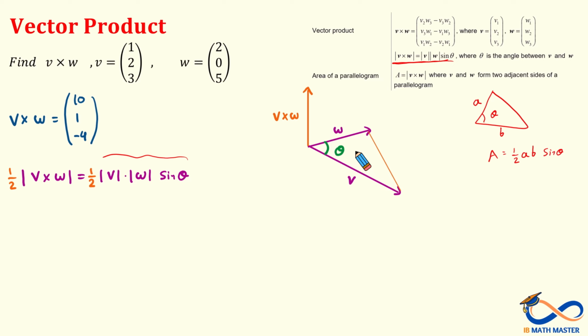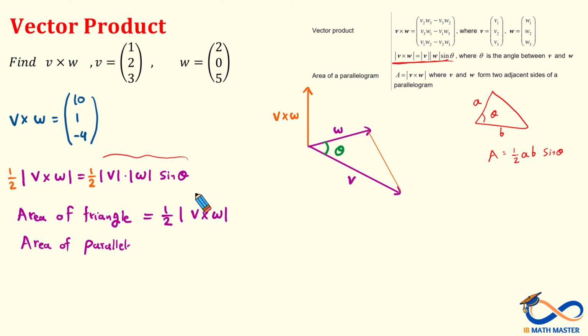So here now we have a triangle. The area will be given by this, which is half of the vector product between v and w. So now we have a formula that says the area of the triangle will be, as you see here, half of the vector product. Which means now, if we multiply this formula by 2, to eliminate the half, we will get the area of the parallelogram instead of triangle.